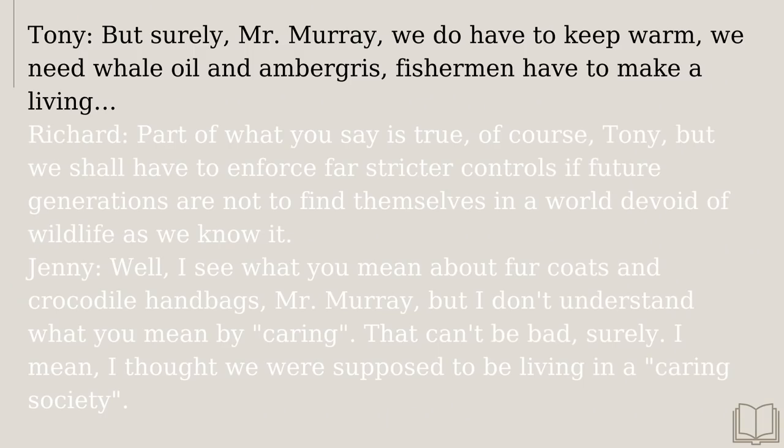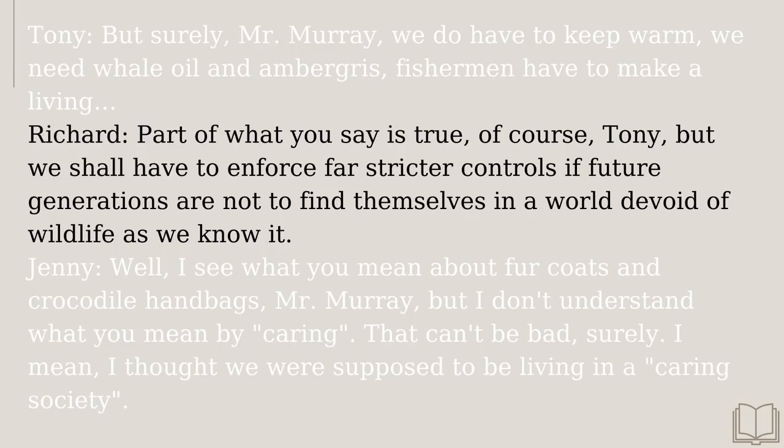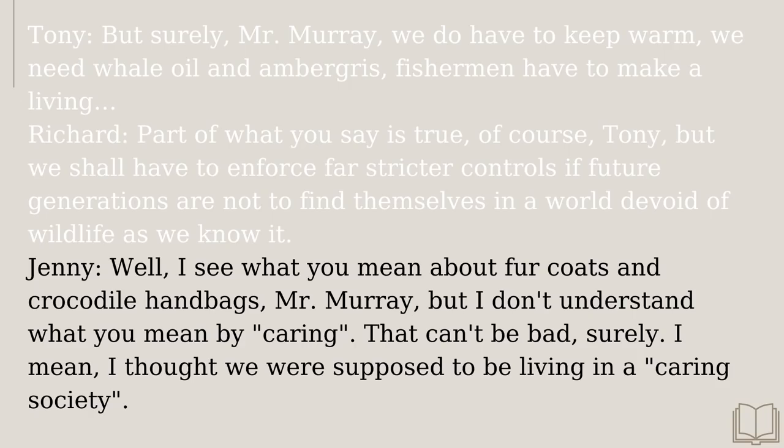But surely, Mr. Murray, we do have to keep warm. We need whale oil and ambergris. Fishermen have to make a living. Part of what you say is true, of course, Tony, but we shall have to enforce far stricter controls if future generations are not to find themselves in a world devoid of wildlife as we know it. Well, I see what you mean about fur coats and crocodile handbags, Mr. Murray, but I don't understand what you mean by caring. That can't be bad, surely. I mean, I thought we were supposed to be living in a caring society.